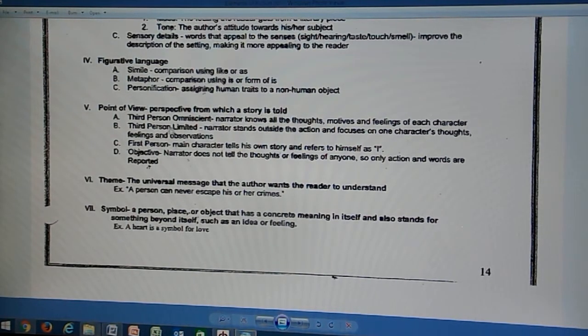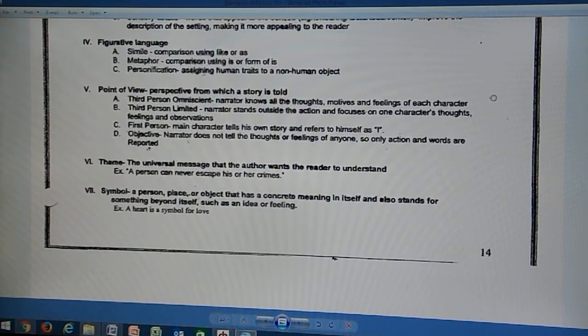All right, so point of view. Let's move to point of view. There are four main types of point of view that I need you to understand. Okay? Third person omniscient, and third person limited. These are similar, but they're different. Third person tells us that there's a narrator outside of the action that knows thoughts and feelings and motives of characters. Okay?